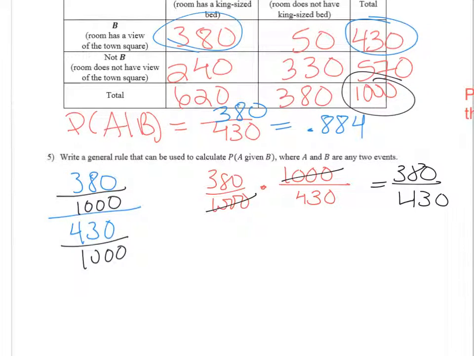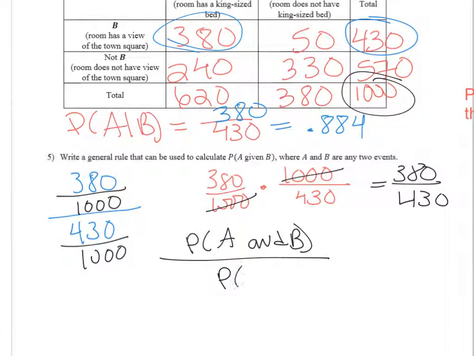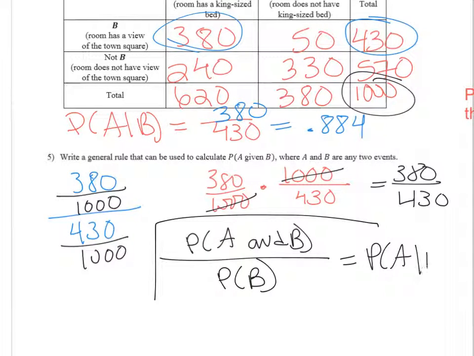So what is that 380 out of 1,000? So this cell is the probability of A and B out of the whole chart. And then this probability for the 430 is just the probability of B. So the general rule that this equals the probability of any A given B is you can do the intersection divided by the probability of B.